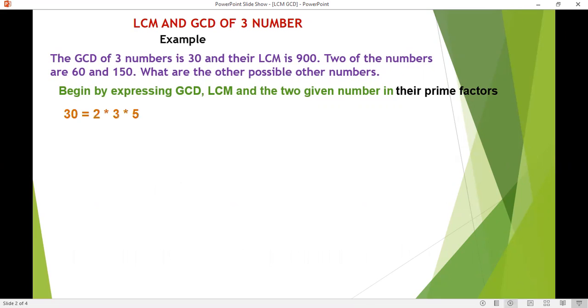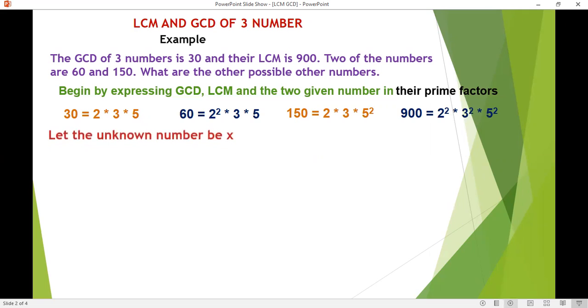The prime factors of 30 come to 2 times 3 times 5. The prime factors of 60: 2 to power 2 times 3 times 5. The prime factors of 150: 2 times 3 times 5 to power 2. The prime factors of 900: 2 to power 2 times 3 to power 2 times 5 to power 2.